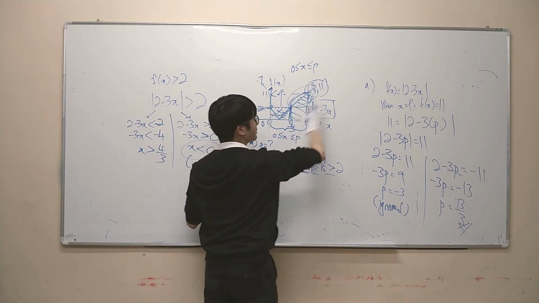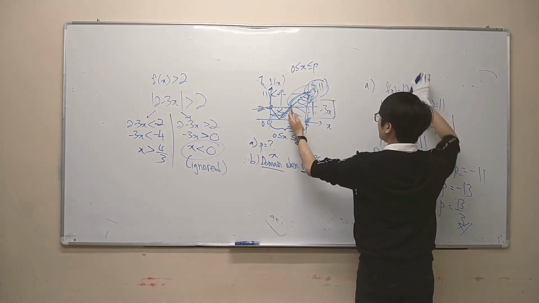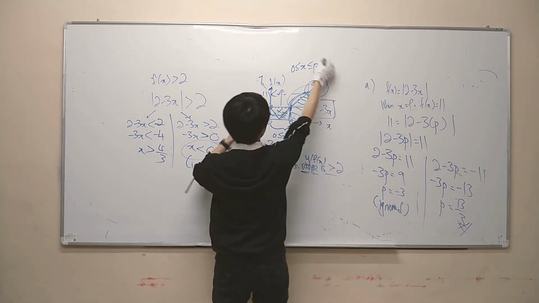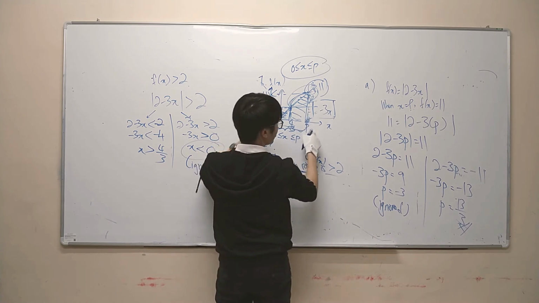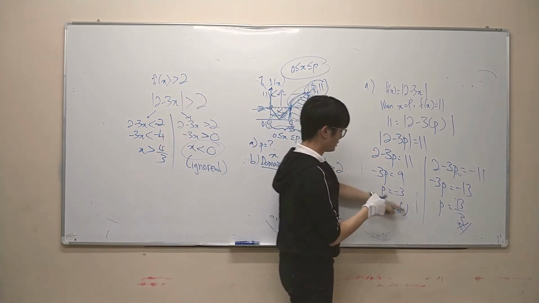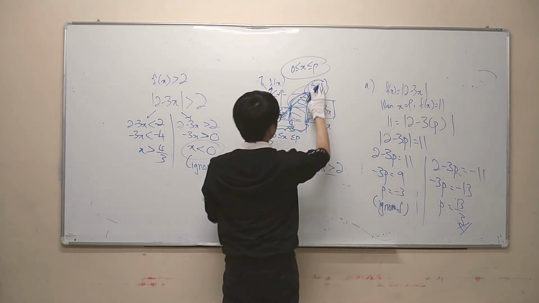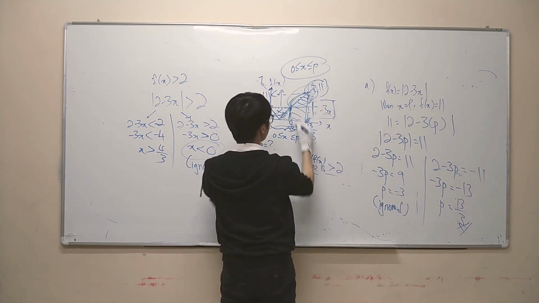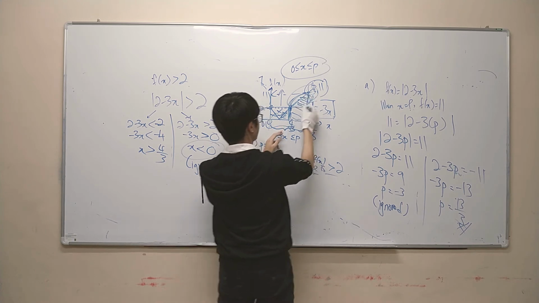Tapi saya nak tanya, 4 over 3 sampai mana? Sampai forever ke? Sampai mana? We stop until here only, because the graph is only until p only. And what is p? Just now you already find it, P is this one, 13 over 3. So you only take 4 over 3 until 13 over 3 only.